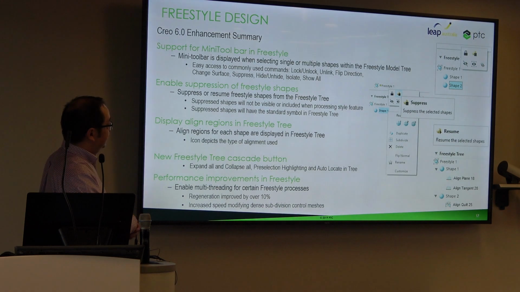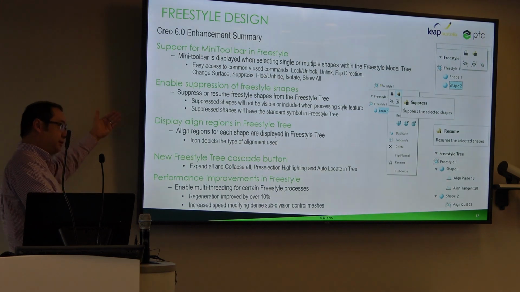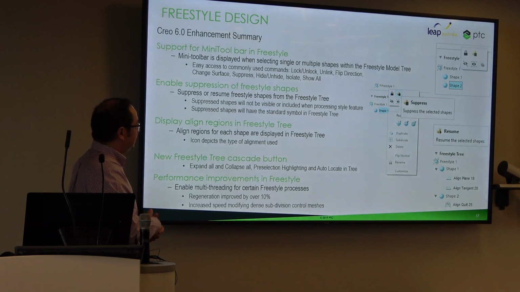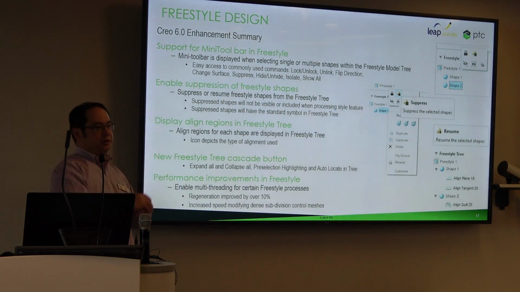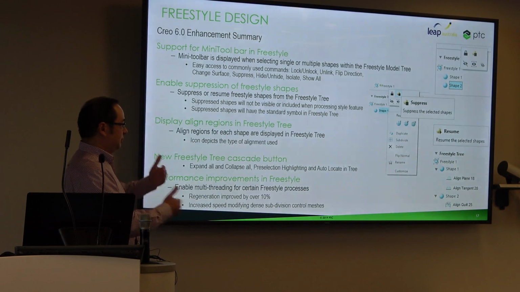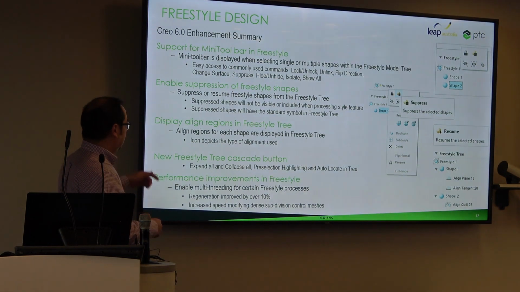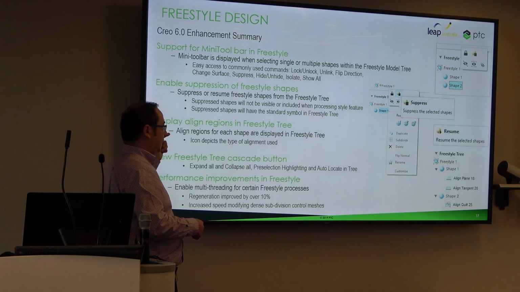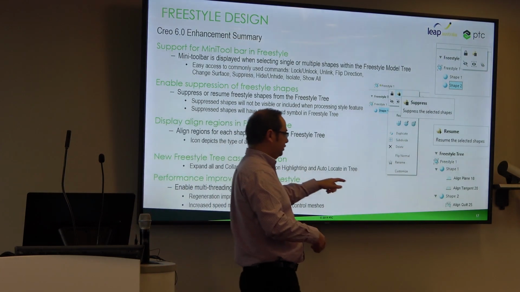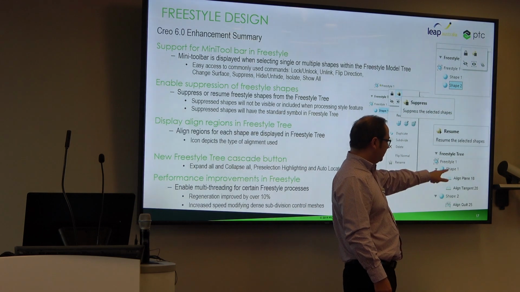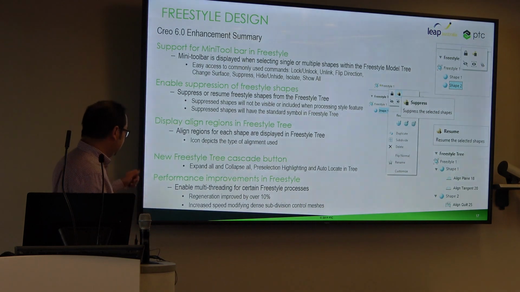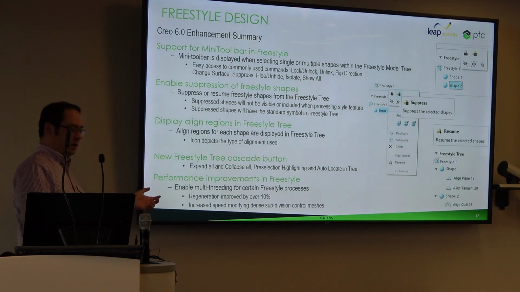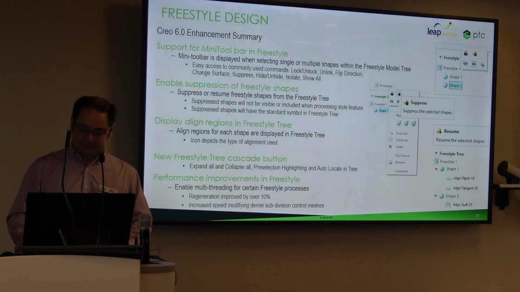So in Creo 6, some enhancements here. The mini toolbar in Freestyle means you can get access to your commands more easily. In Creo 5, they introduced the ability to have a Freestyle feature with multiple shapes, so you can have multiple blobs and end up joining them together. Inside Creo 6, we can suppress any of those shapes if we decide we don't need them. Also in the Freestyle tree now, if you are aligning that Freestyle shape to existing parametric geometry, we can see our alignments as options there. Performance improvements again, basically making the whole thing run faster.